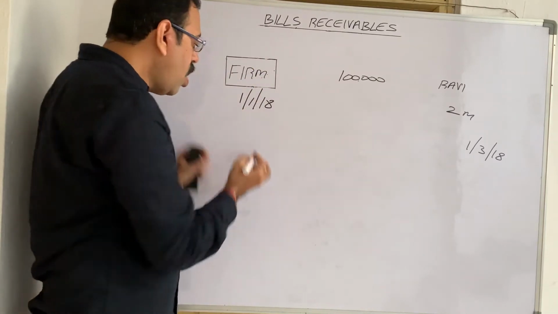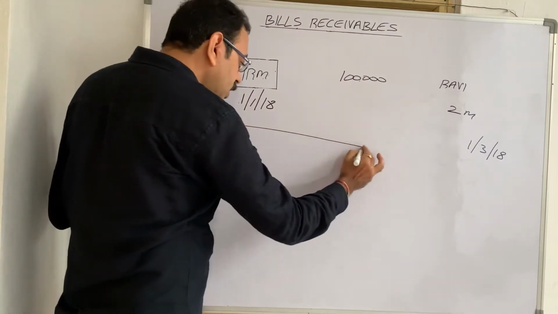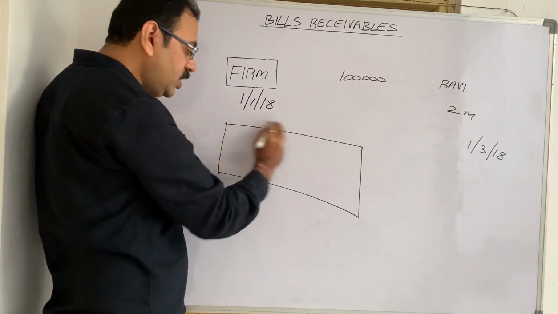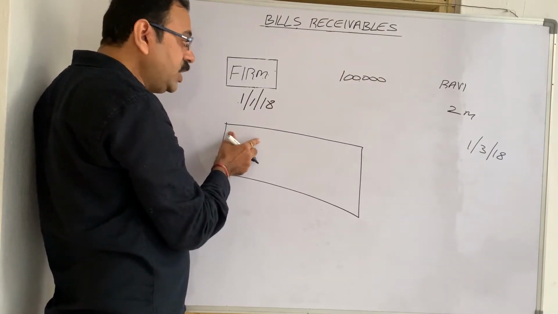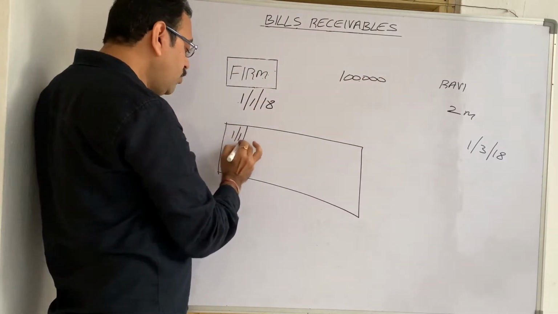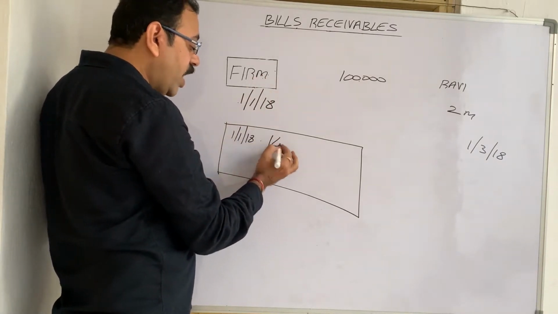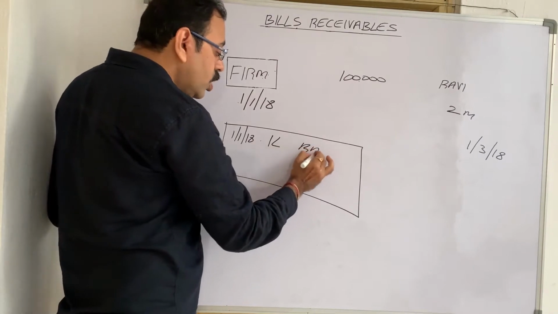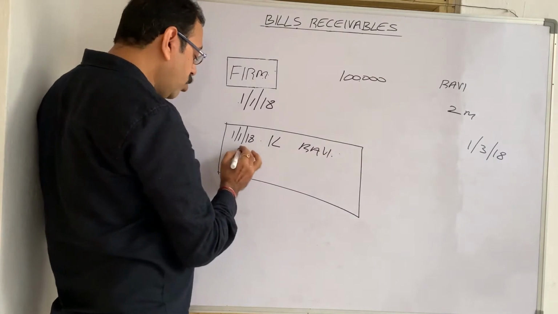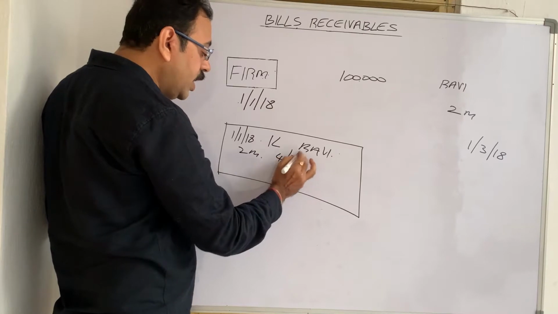Then what do we do? On 1st January 2018, the firm prepares a bill of exchange on Ravi. In this document, the firm mentions complete information about this transaction. So on 1st January 2018, so and so firm is selling 1 lakh worth of goods to Ravi, and Ravi has to pay this amount after 2 months, that is, on a particular date.